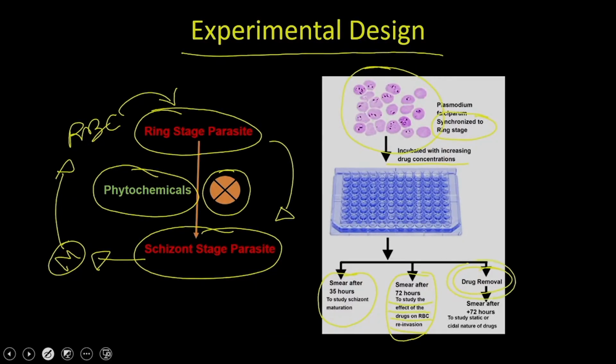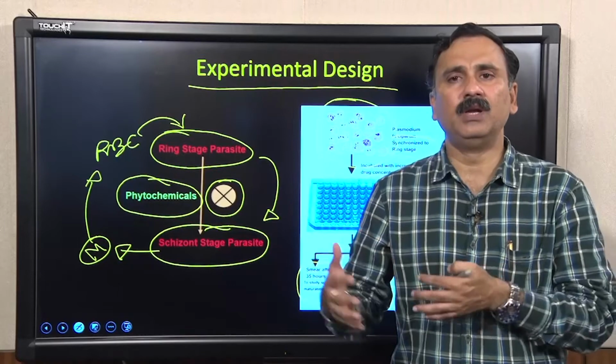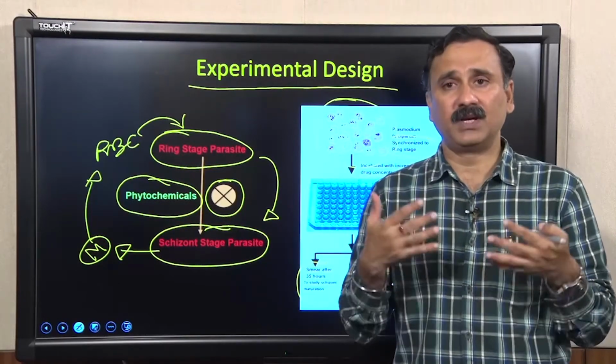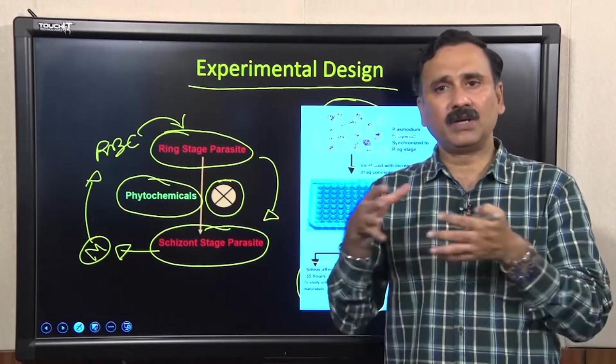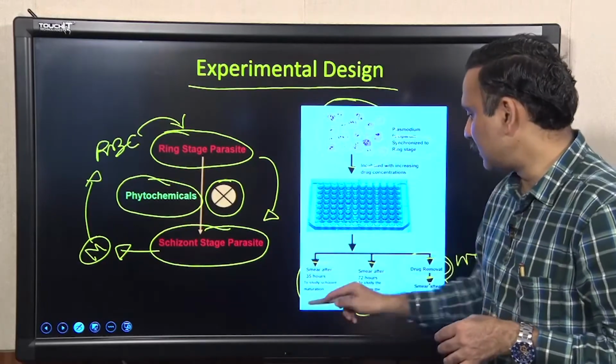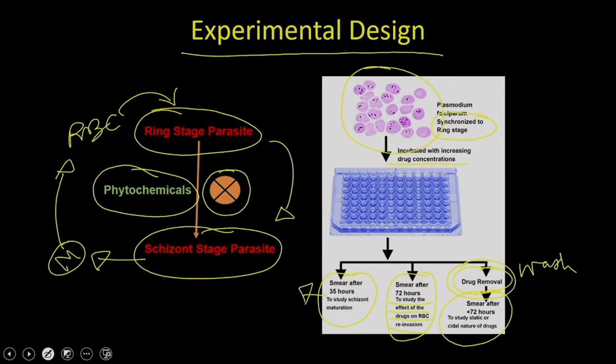When you remove the drug, you wash the parasite culture and then put it into a new media, and if you prepare the smear after 72 hours and see viable parasites, then the compound you are testing is parasitostatic in nature, meaning it is stopping the growth of the parasite, but it is not killing the parasite. So, these are the three questions one can ask with the help of these microscopy based assays, where you can say whether the compound is killing the parasite or not, whether the compound is inhibiting the reinvasion event or not, and whether the compound is parasitostatic or parasiticidal.